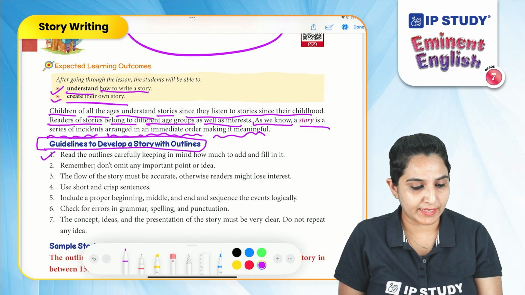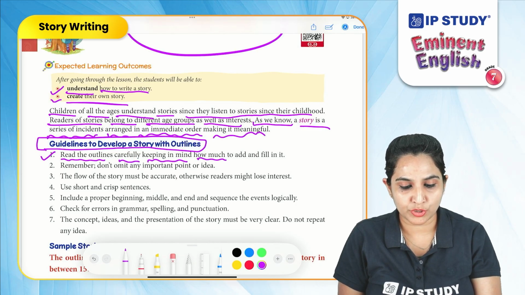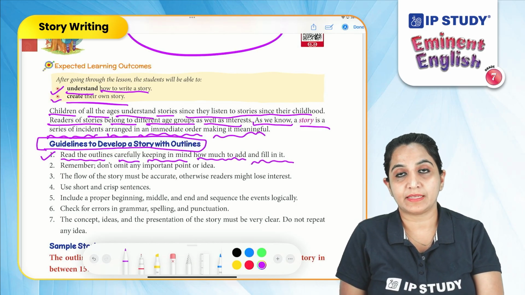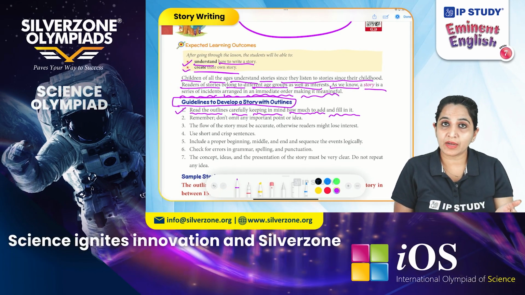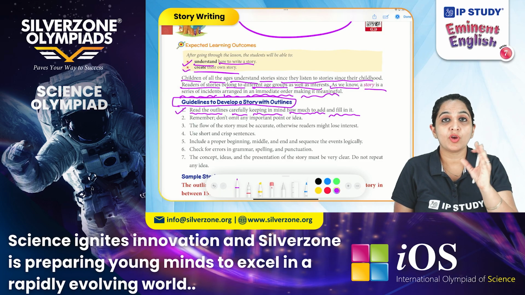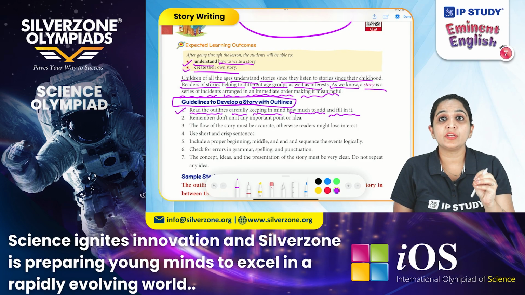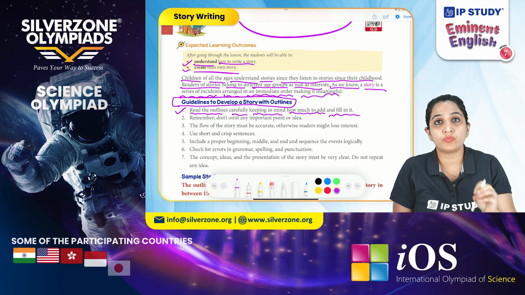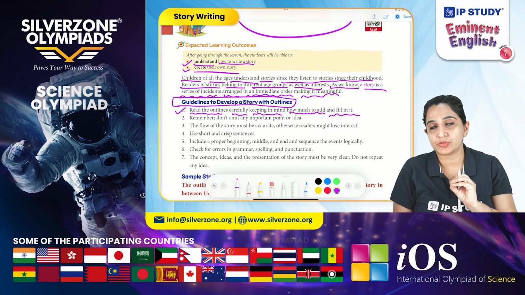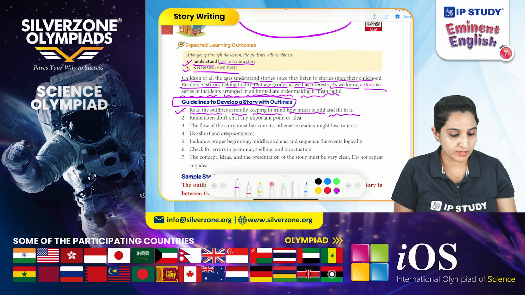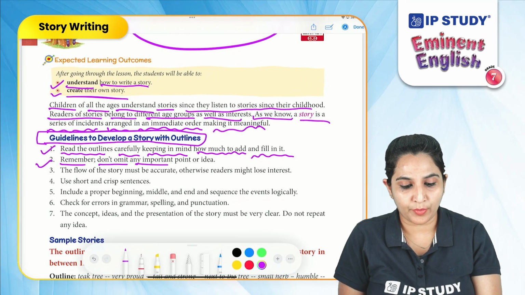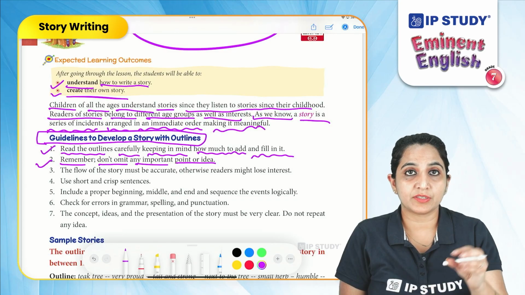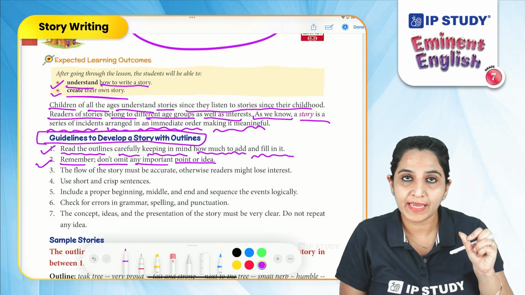There are certain guidelines to develop a story with outlines. The first guideline is to read the outlines carefully, keeping in mind how much to add and fill in. That means there must be a guided outline of the story. You should write an outline if you don't have one, so that you know what more elements you can add in the story and what elements you cannot add. Remember, don't omit any important point or idea. That is, the main idea of the story should be there.